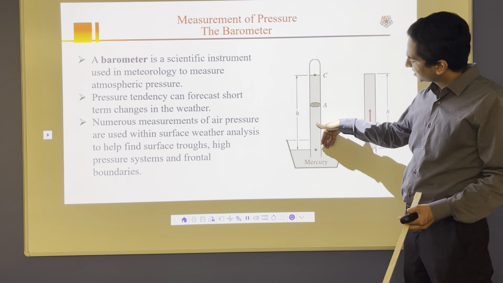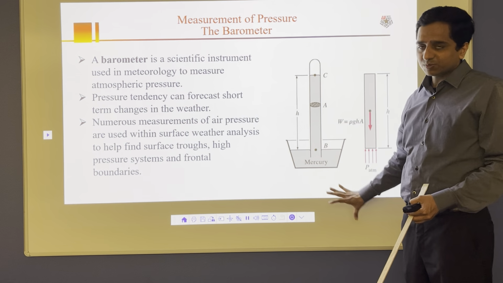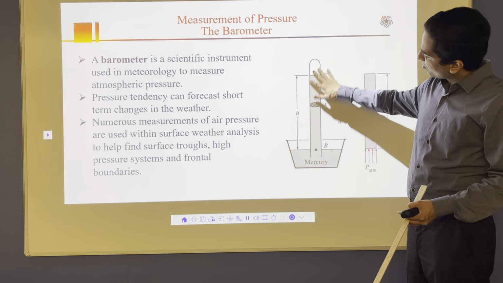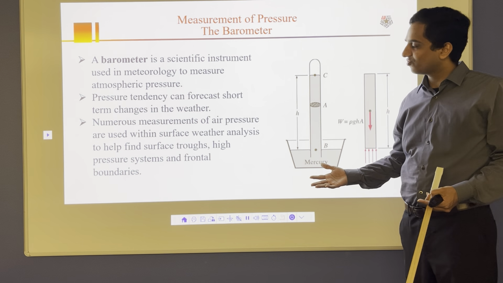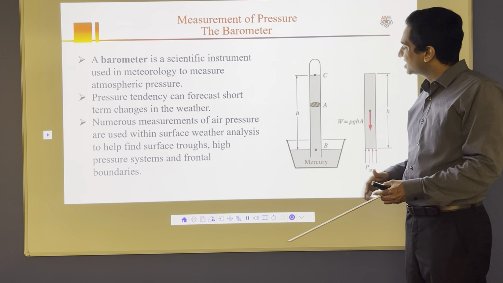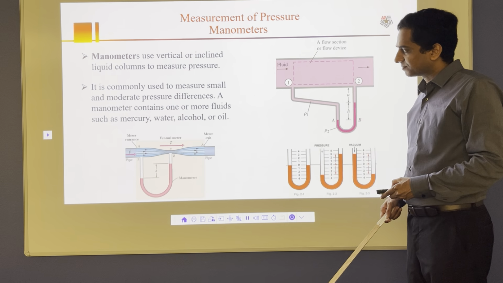The reason is that on this side and this side, the atmosphere is acting on this mercury. If you do this experiment in vacuum, this level will continue to go down, and then you will get an entire vacuum because you are doing the experiment in vacuum. If it is atmospheric pressure, whatever the atmospheric pressure, you are going to get this height. It's a very simple but very important device to measure atmospheric pressure.